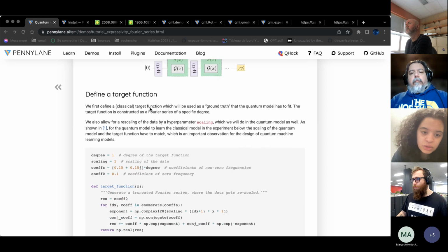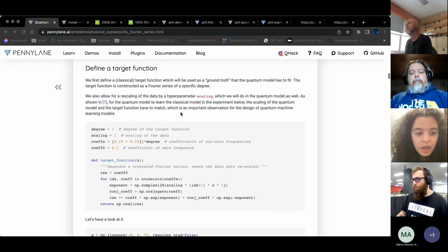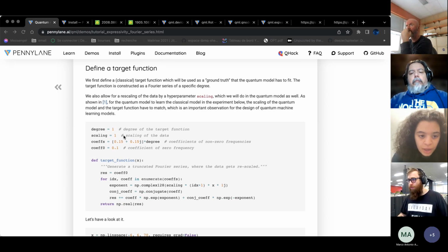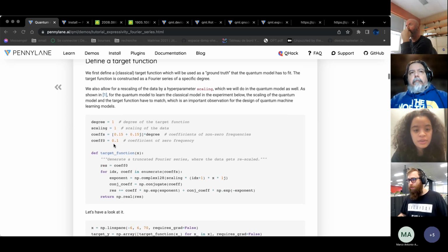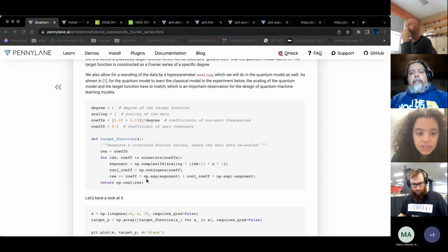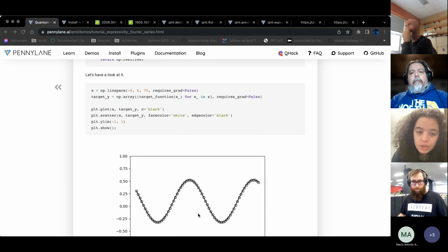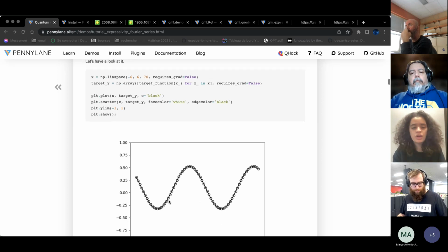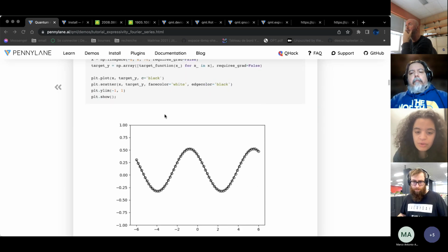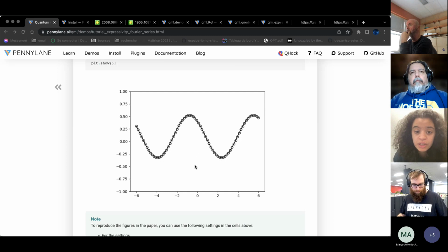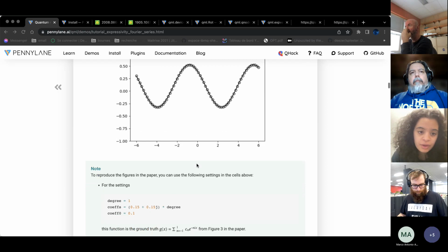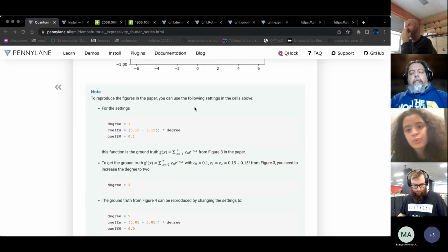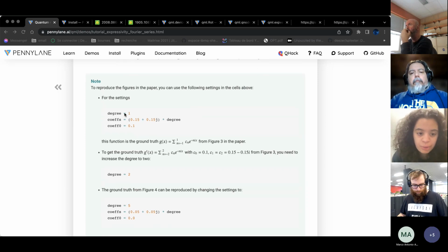First, we define a classical target function, basically the function that we want to fit. Here they assign the degree to 1. If you want to run it yourself, you can change the degree. We could do that later. And then scaling, coefficients, and they define the target function as this here, which is their expression of the truncated Fourier series. If we plot this, it looks like this. As we can imagine, changing the degree here is going to change the shape, the look of this function. So that's our target function, what our quantum machine learning network is going to try to fit. And some notes here about reproducing the figures in the paper. If you want to do that on your end, those are the parameters that you need to set.